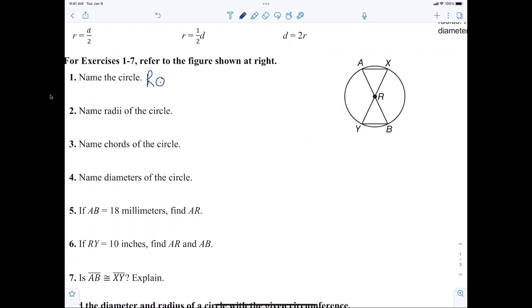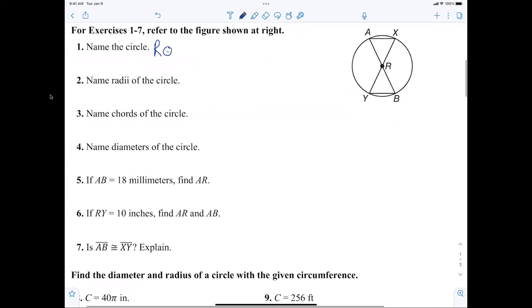If AB is 18, then AR must be what? 9, right? Because one's a diameter and they're asking about the radius. If RY is 10, then AR and AB are what? AR is definitely 10, and AB then would be 20. Is AB congruent to XY? Because they are both what? Yeah, they're both diameters. They are congruent because they are both diameters.